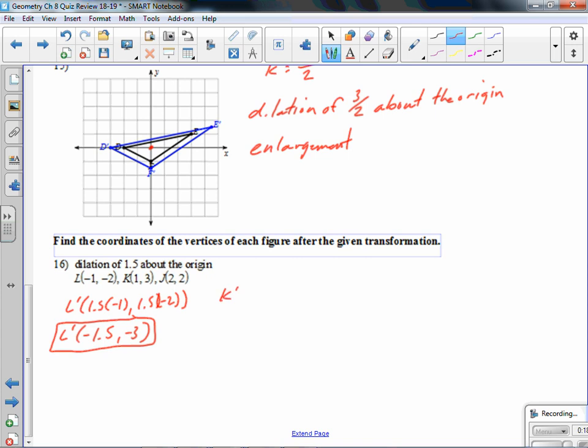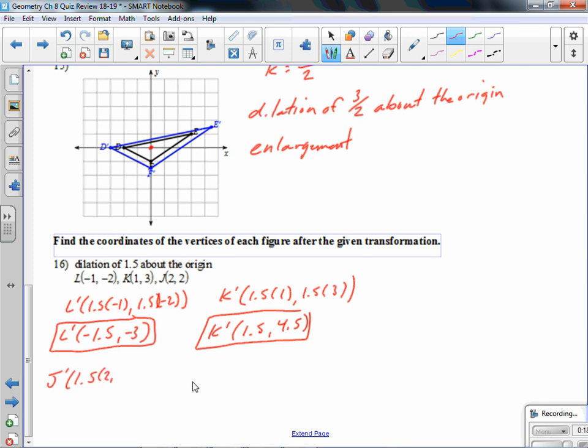K prime is going to be 1.5 times 1 for the x, 1.5 times 3 for the y. So K prime is going to be 1.5, 4.5. And then for J prime, it's going to be 1.5 times 2 for the x and 1.5 times 2 for the y, giving us a J prime of 3, 3.